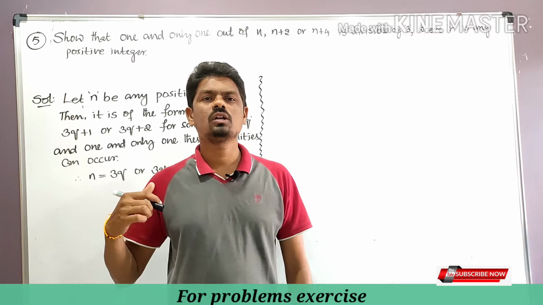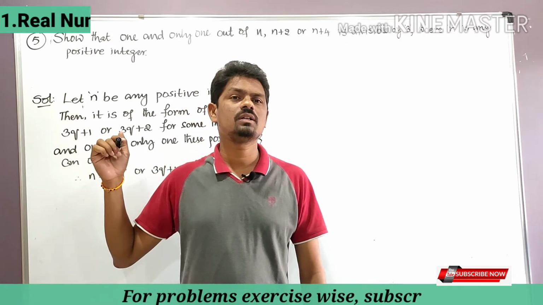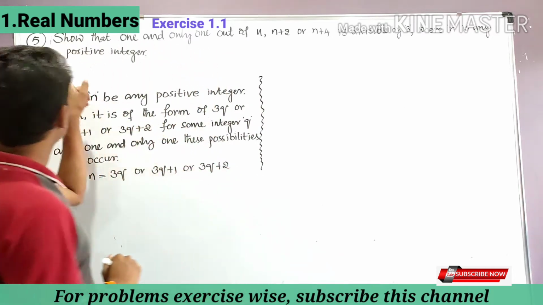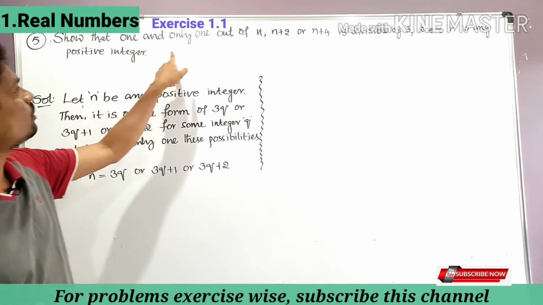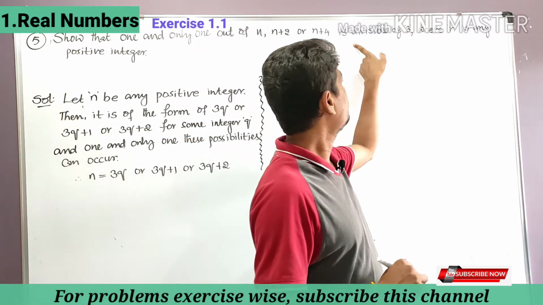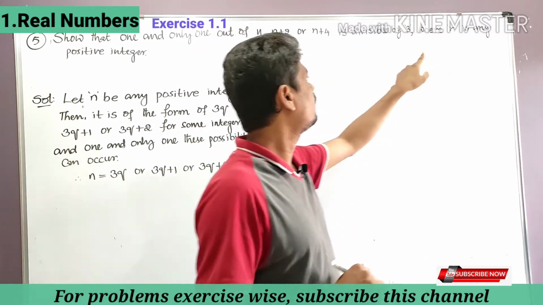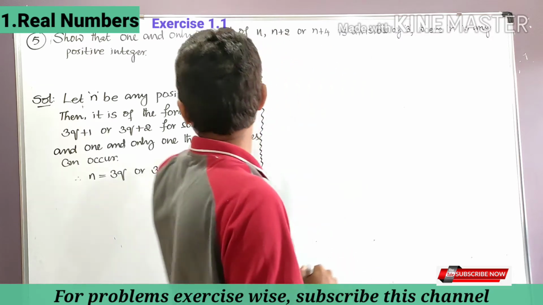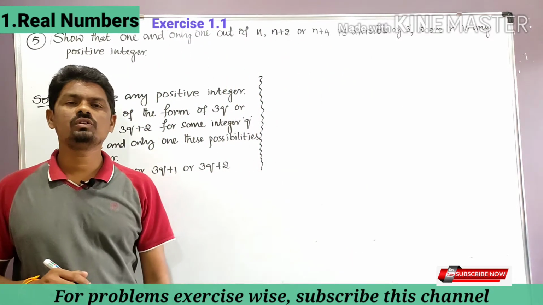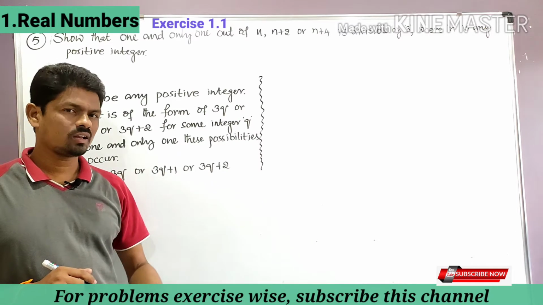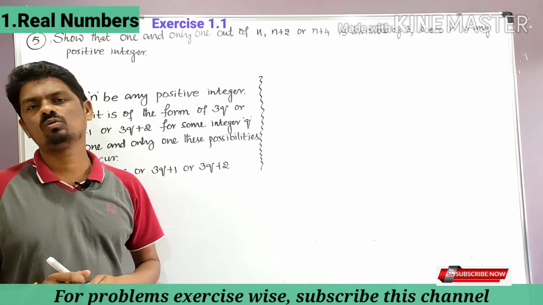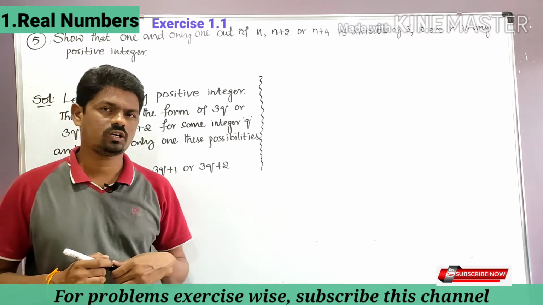Today we are going to solve a problem from the chapter Real Numbers, exercise 1.1, fifth problem. See here what it is asking. Show that one and only one out of n, n plus 2 or n plus 4 is divisible by 3, where n is any positive integer. So if n is a positive integer, then among n, n plus 2 and n plus 4, only one is divisible by 3. That is what we have to show.